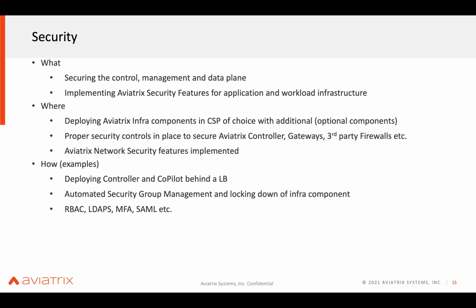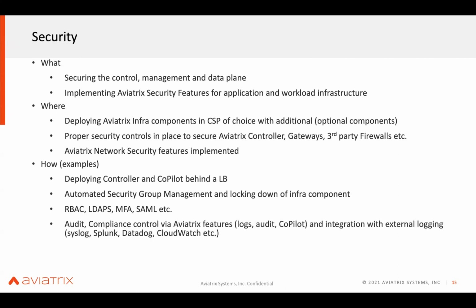Some of this I already mentioned: putting the infrastructure component behind a load balancer, automatic security group management, and stuff, RBAC, LDAP, MFA, SAML. All of these things are Aviatrix infrastructure component security. And then, about audit compliance, there are some auditing features included inside the controller, for example, route table audits and stuff. Then compliance control via features like logging and what Copilot gives, like replay, ThreatIQ, ThreatGuard, or those kinds of things.